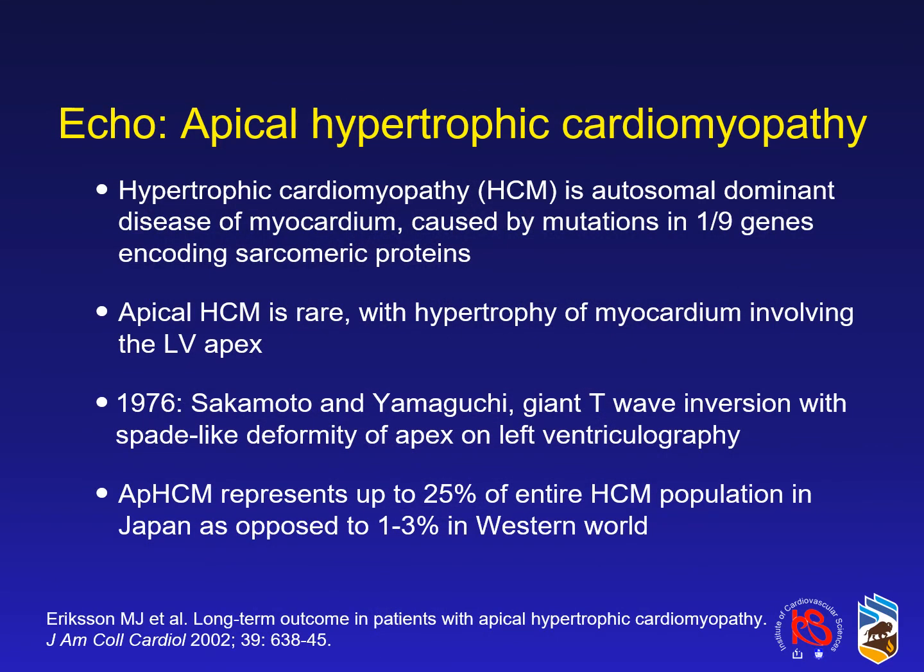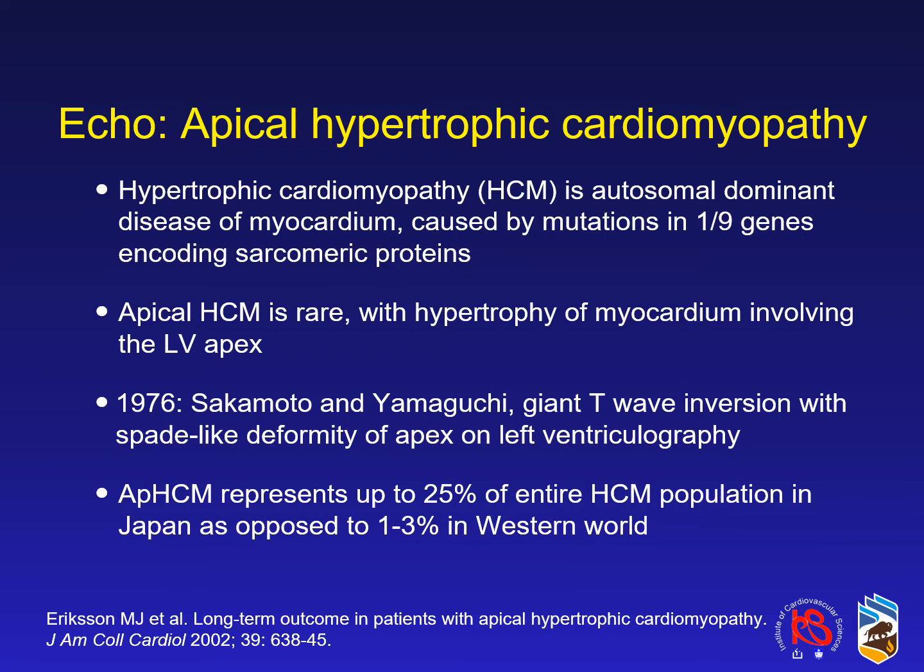With respect to apical hypertrophic cardiomyopathy, we know that HCM is an autosomal dominant disease of the myocardium caused by mutations in one of 9 genes that encode the sarcomeric proteins. Apical hypertrophic cardiomyopathy is rare, with hypertrophy that is focal and localized, involving the LV apex.